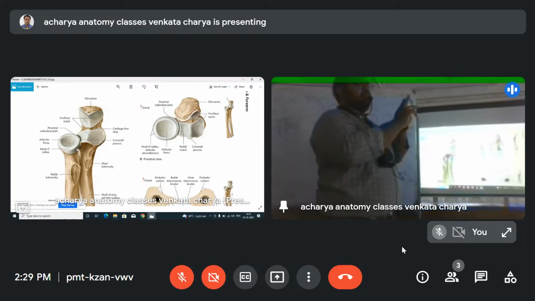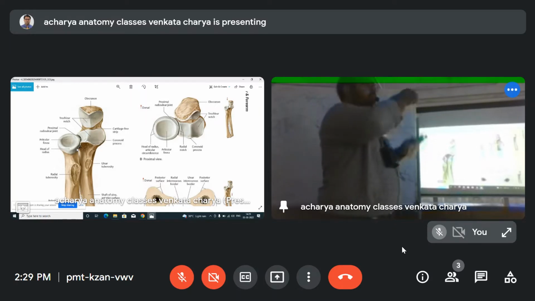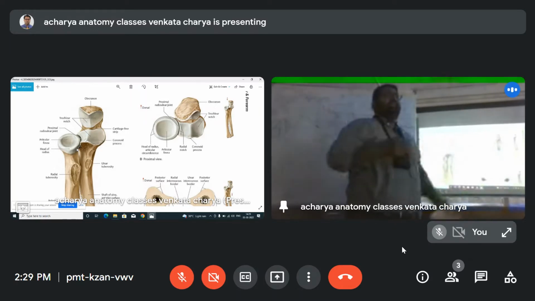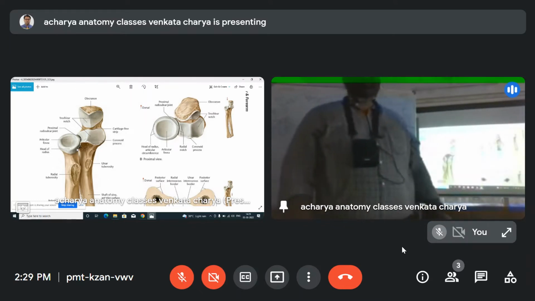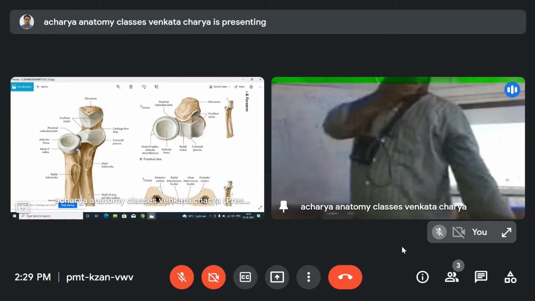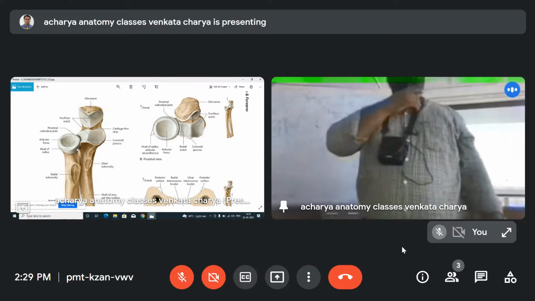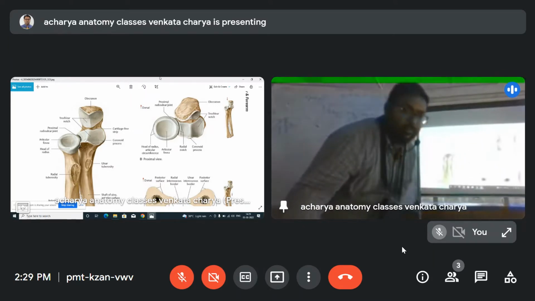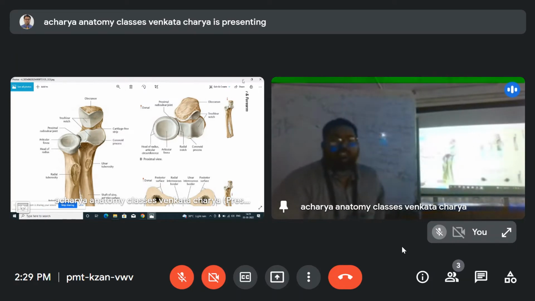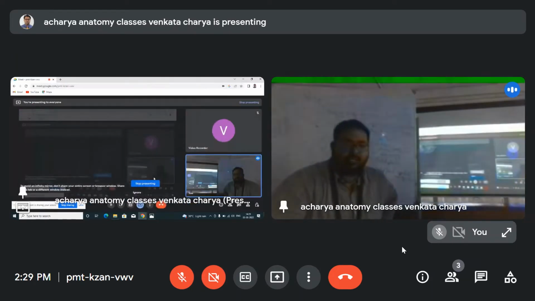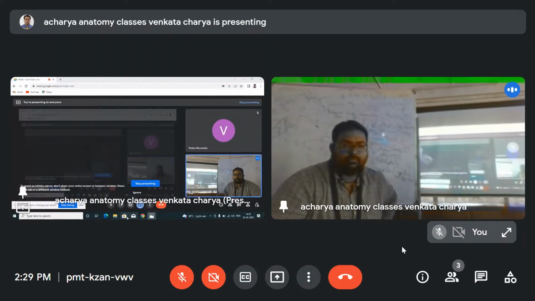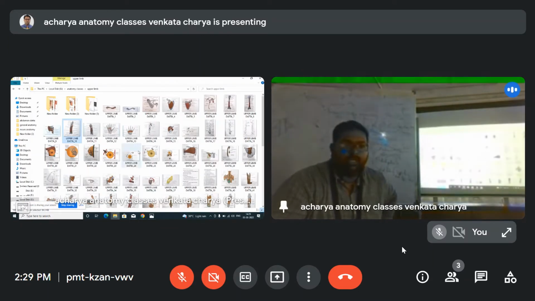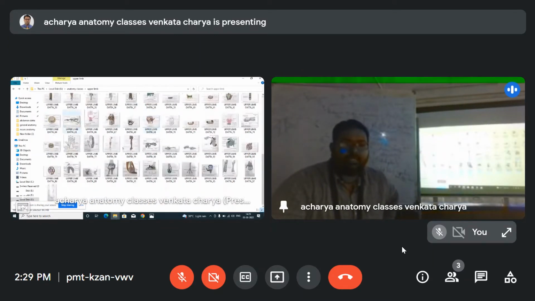The tip of the coracoid process runs downwards, then finally is inserted into the radial tuberosity. Radial tuberosity. Once again, I show the picture. Radial tuberosity.